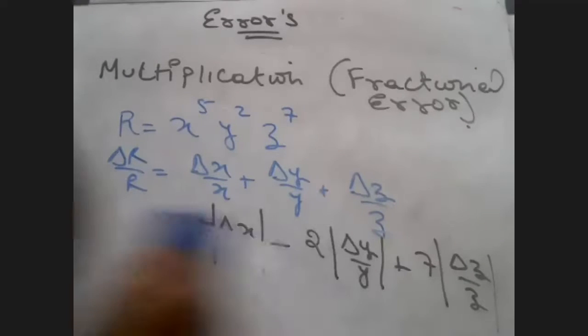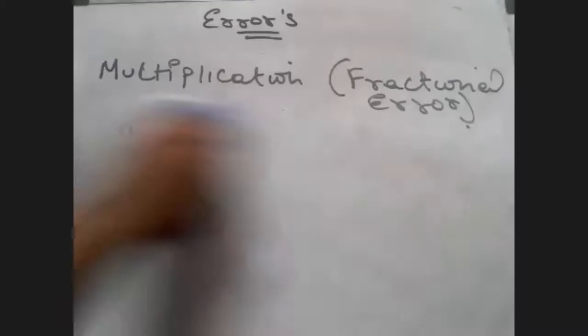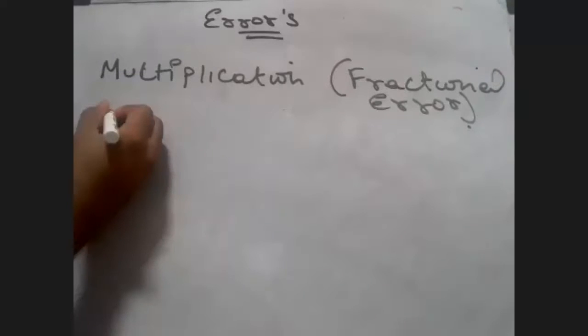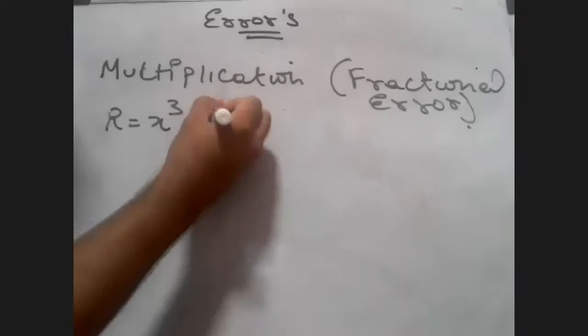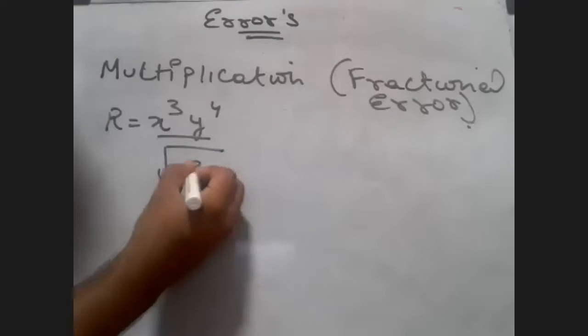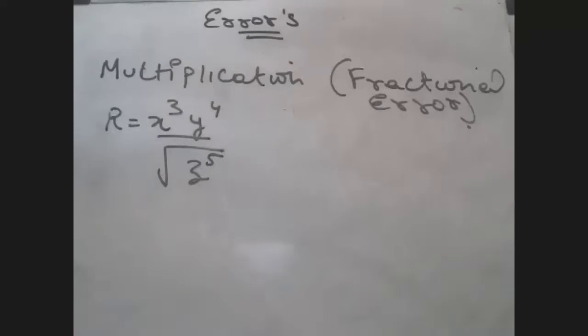Now let's look at another example. Let's say I have taken a negative exponent, or let's say I am taking an example like this. Let's say r is going to be equal to x raised to 3, y raised to 4, and square root of z raised to 5. So look here, how can I write this?